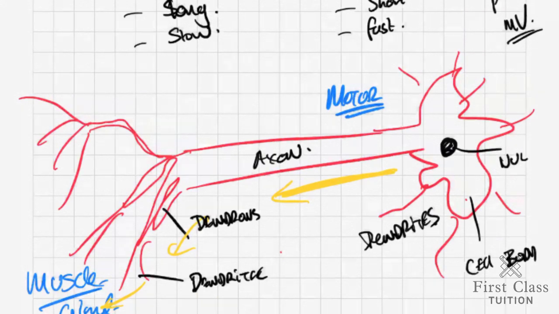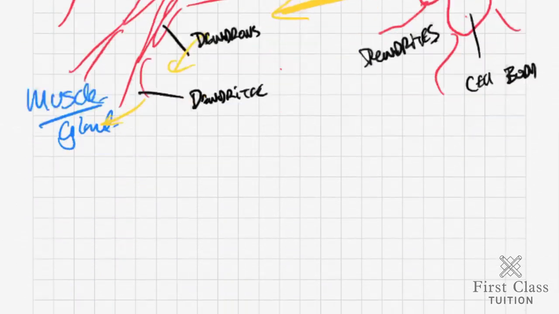Inside the cell body, we have the nucleus, and then we have the axon. Now, what we're looking at here is an unmyelinated axon. We'll talk about what that means in a second.